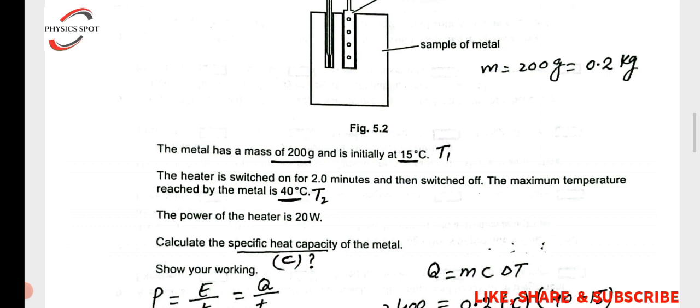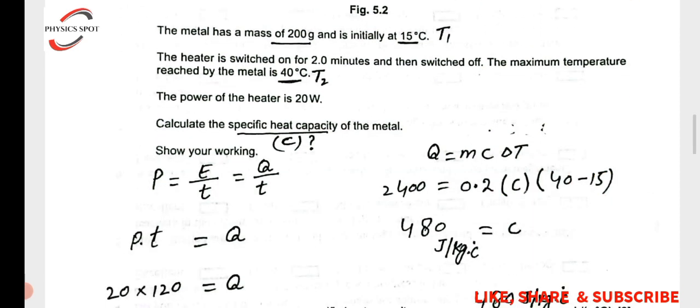The power of the heater is 20 watt and the mass of the substance is given, 200 gram. Calculate the specific heat capacity of this metal. We know specific heat capacity is represented by small c, and Q is equal to m c delta T. Okay, but we don't have the amount of heat energy. So we apply the formula, power is equal to work or energy divided by time.